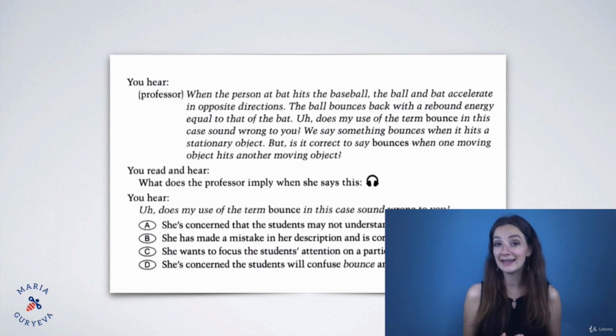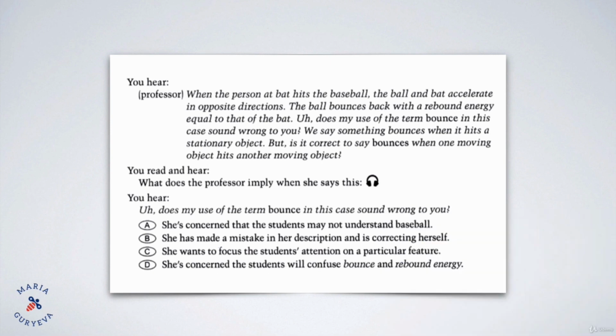So now let's look at the answer choices. Here we have the question, what does the professor imply when he says this? And of course the question is repeated for us. "Does my use of the term bounce in this case sound wrong to you?" And we have four answer choices. She's concerned that the students may not understand baseball. She has made a mistake in her description and is correcting herself. She wants to focus the students' attention on a particular feature. She's concerned that the students will confuse bounce and rebound energy. What do you think is the right answer?